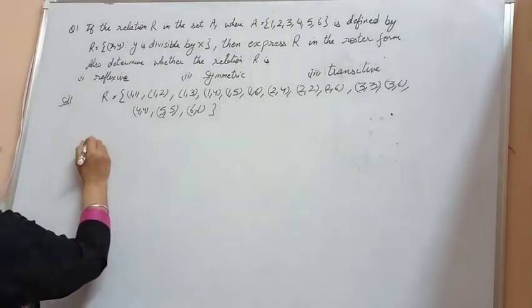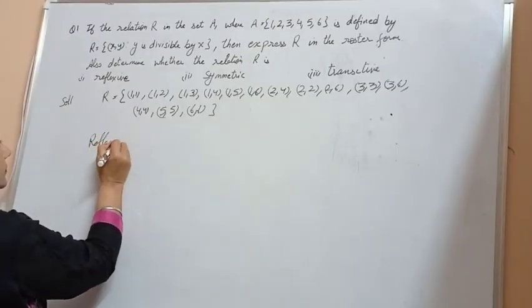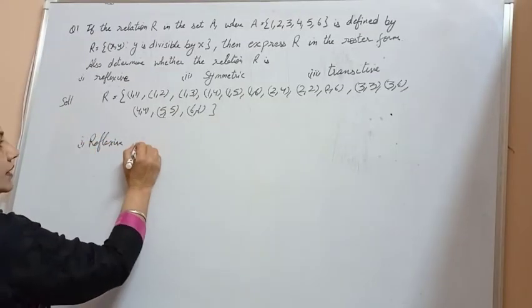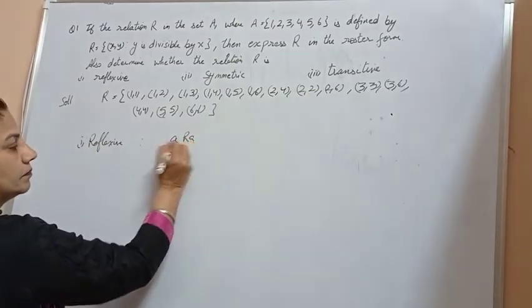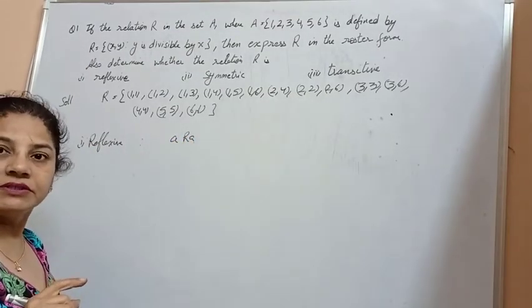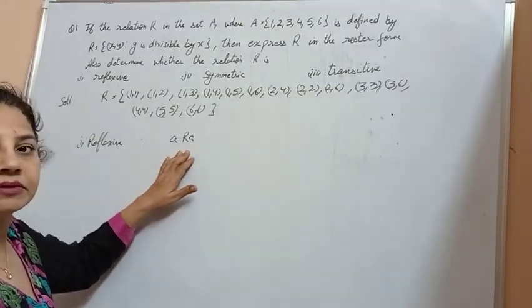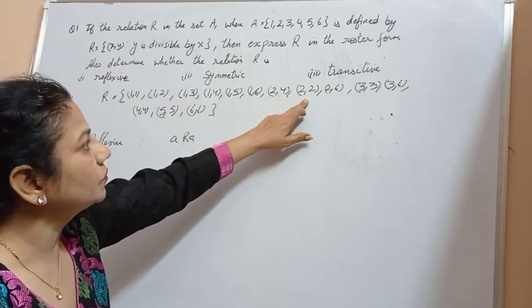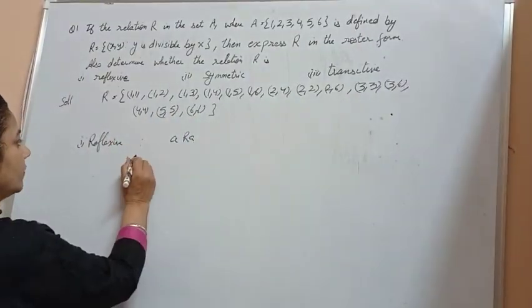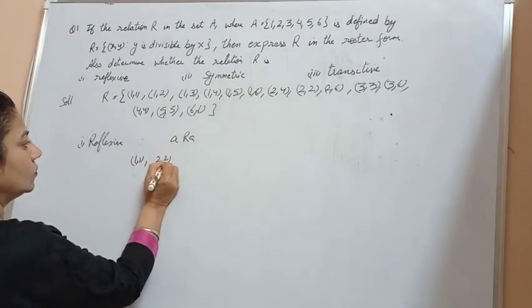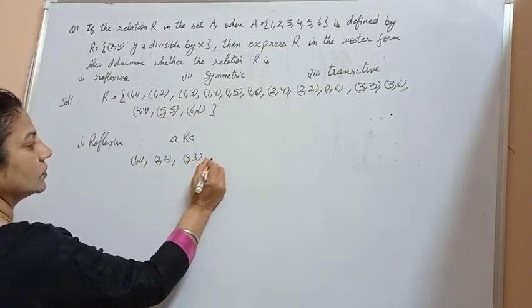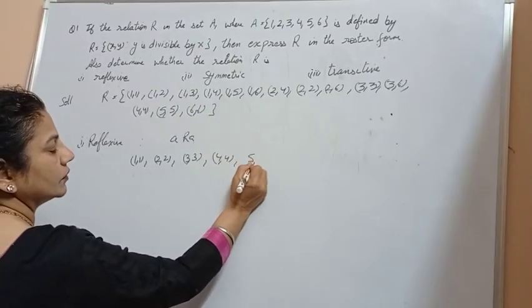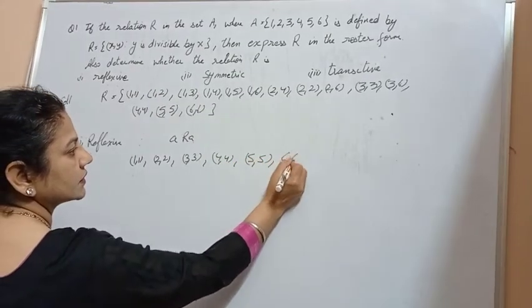Now we have to check whether it is reflexive or not. For reflexive we know that for A related to A, the identical elements should be there. So we have 1,1; 2,2; 3,3; 4,4; 5,5; 6,6.